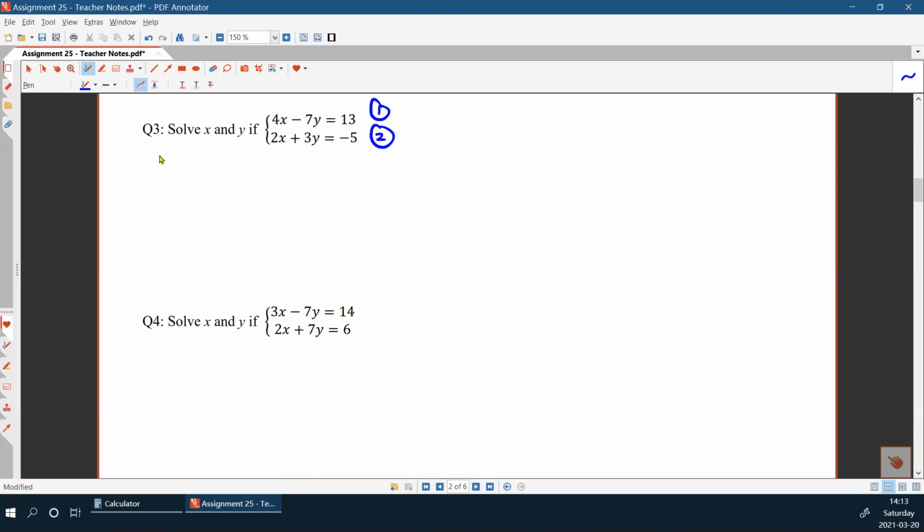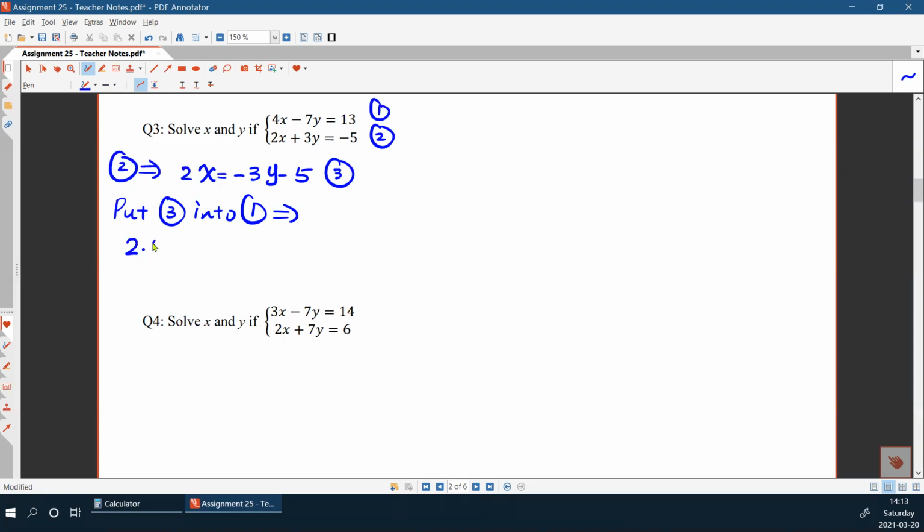All right, this is 1 and this is 2. Again, from number 2, we can see that 2x is actually minus 3y minus 5, right? So let's label this with 3, and then we can just directly put equation 3 into equation 1. So let's put 3 into 1, and this will give you 4x is actually 2 times 2x, right? 2x is minus 3y minus 5. So minus 7y equals 13.